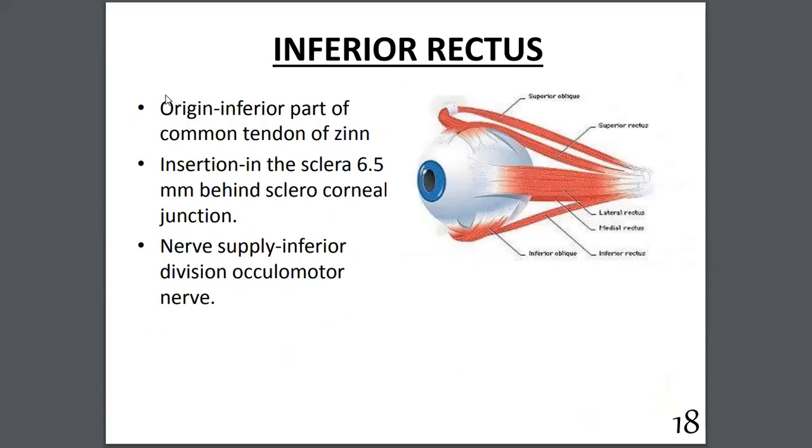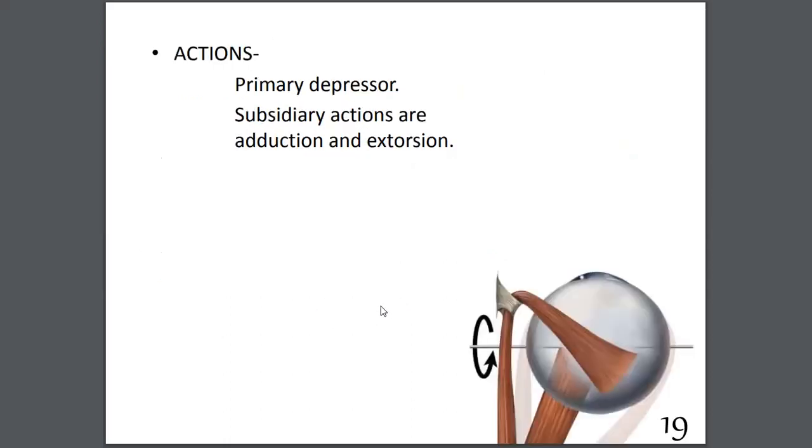Then inferior rectus, which comes from the inferior part of the common tendinous ring of Zinn. See, this is the cornea, and this is the sclera. This is the sclerocorneal junction, also called the limbus. Insertion is in the sclera 6.5 mm behind the sclerocorneal junction. Nerve supply is the inferior division of the oculomotor nerve. Action: it is the primary depressor, and the subsidiary actions are adduction and extortion of the eyeball.